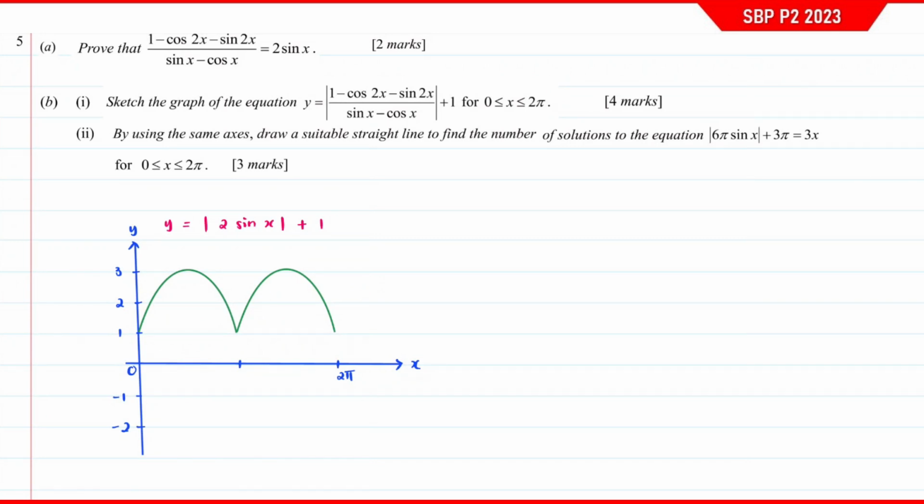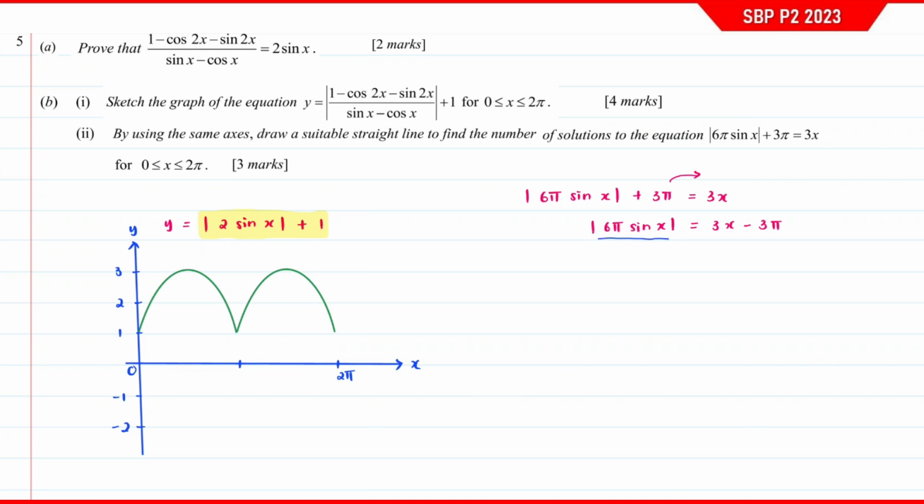Question B2. By using the same axis, draw a suitable straight line to find the number of solutions to the equation modulus 6 pi sine x plus 3 pi equals 3x for x between 0 and 2 pi. Here we need to change this equation so that it will have modulus 2 sine x plus 1, and then we can replace this part with y. To do that, first we move this 3 pi to the right hand side. This will equal 3x minus 3 pi.